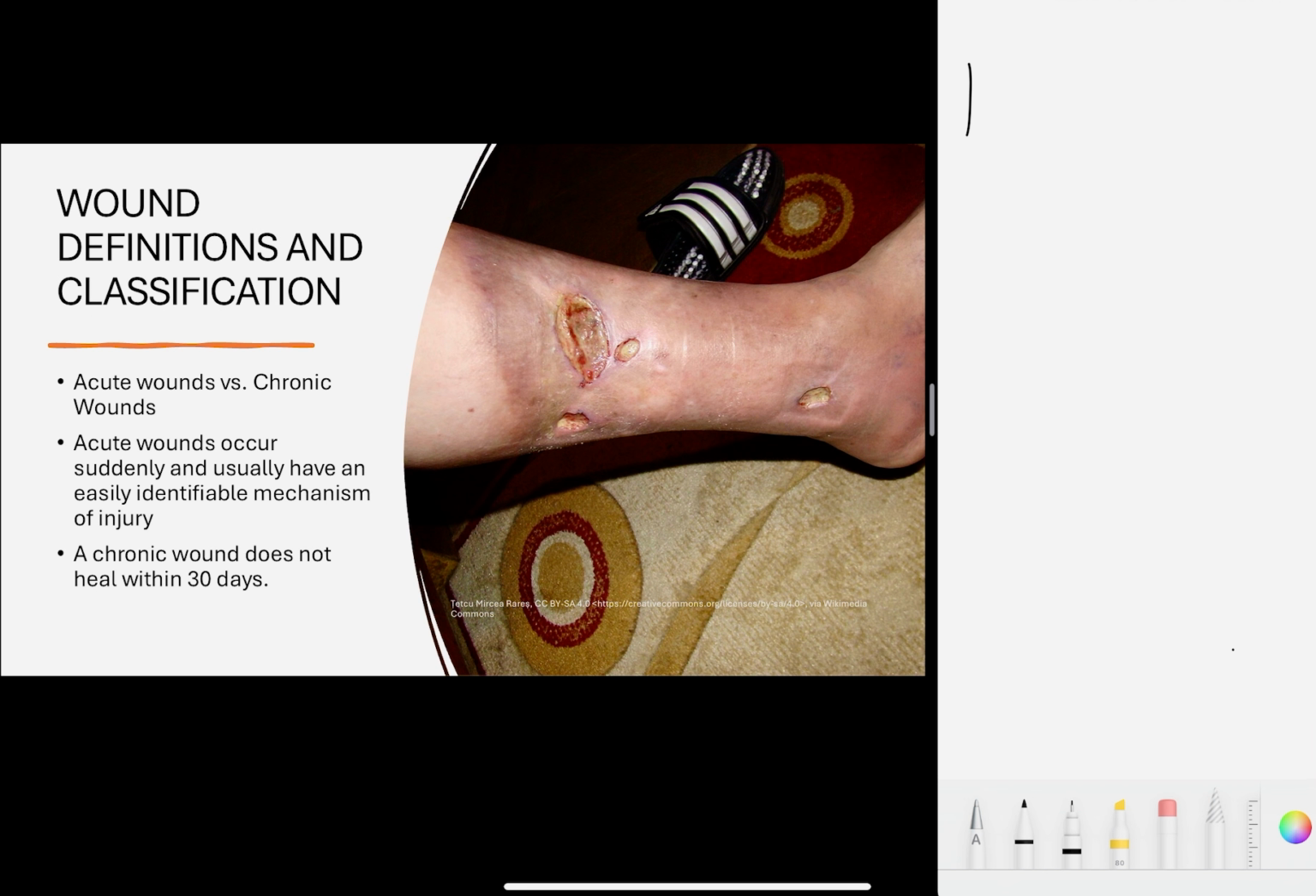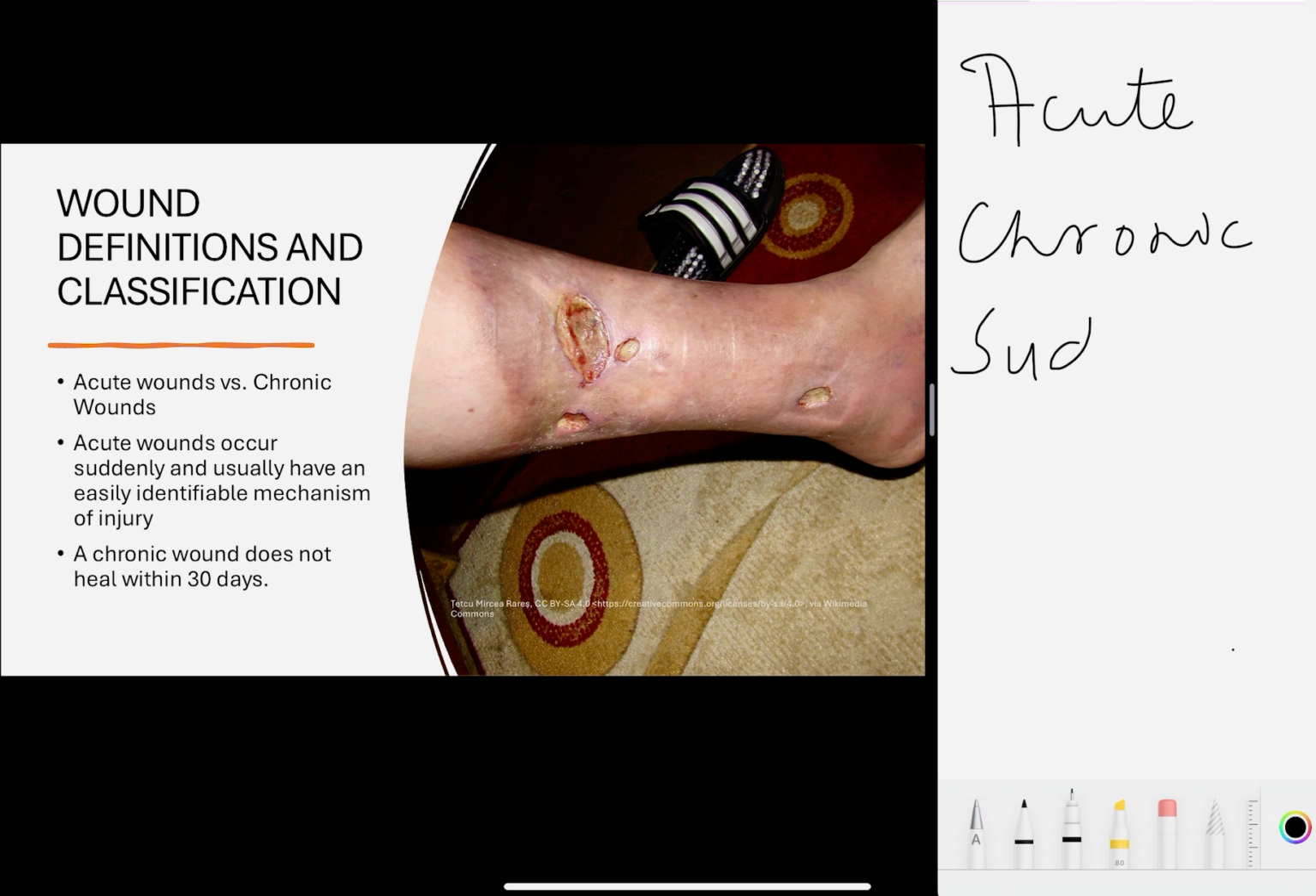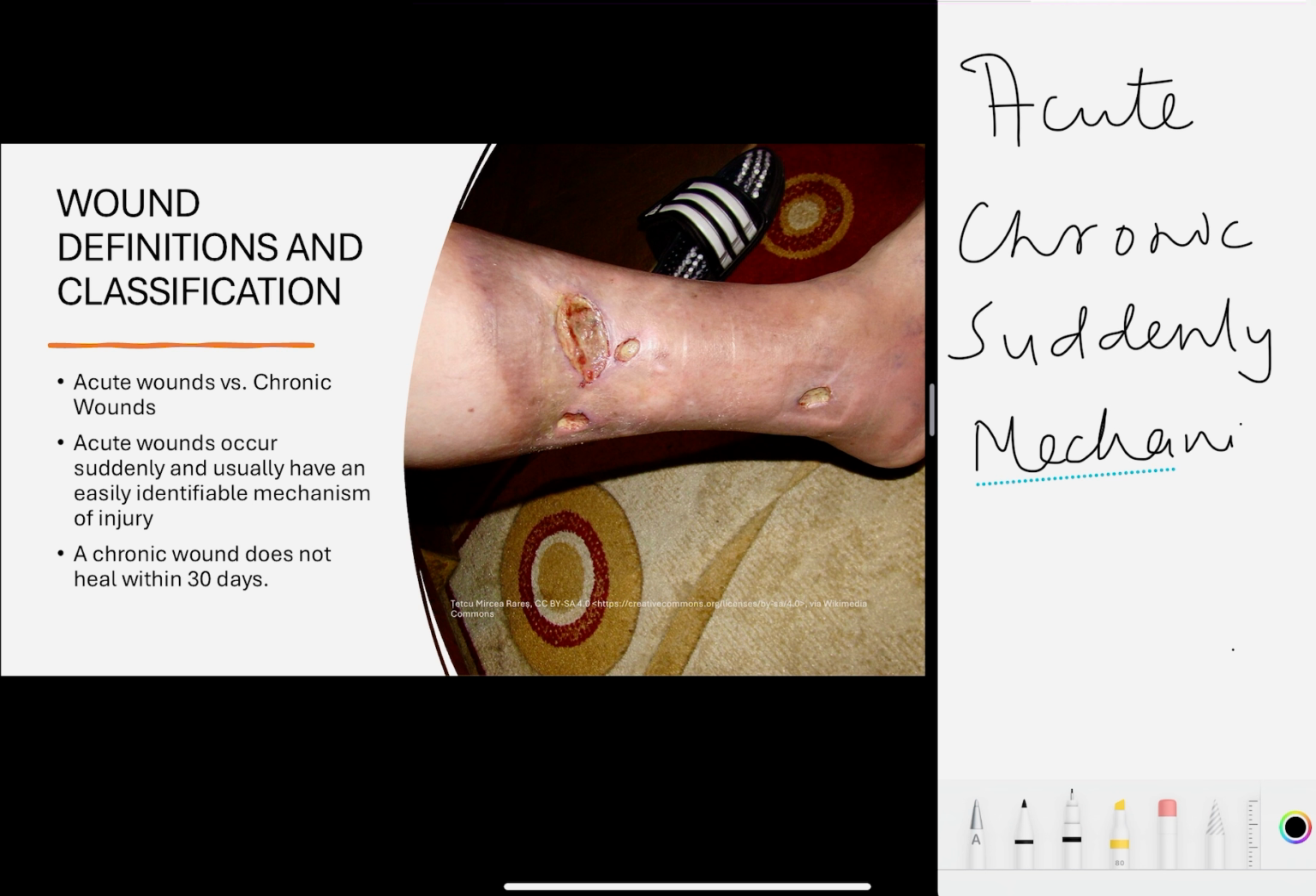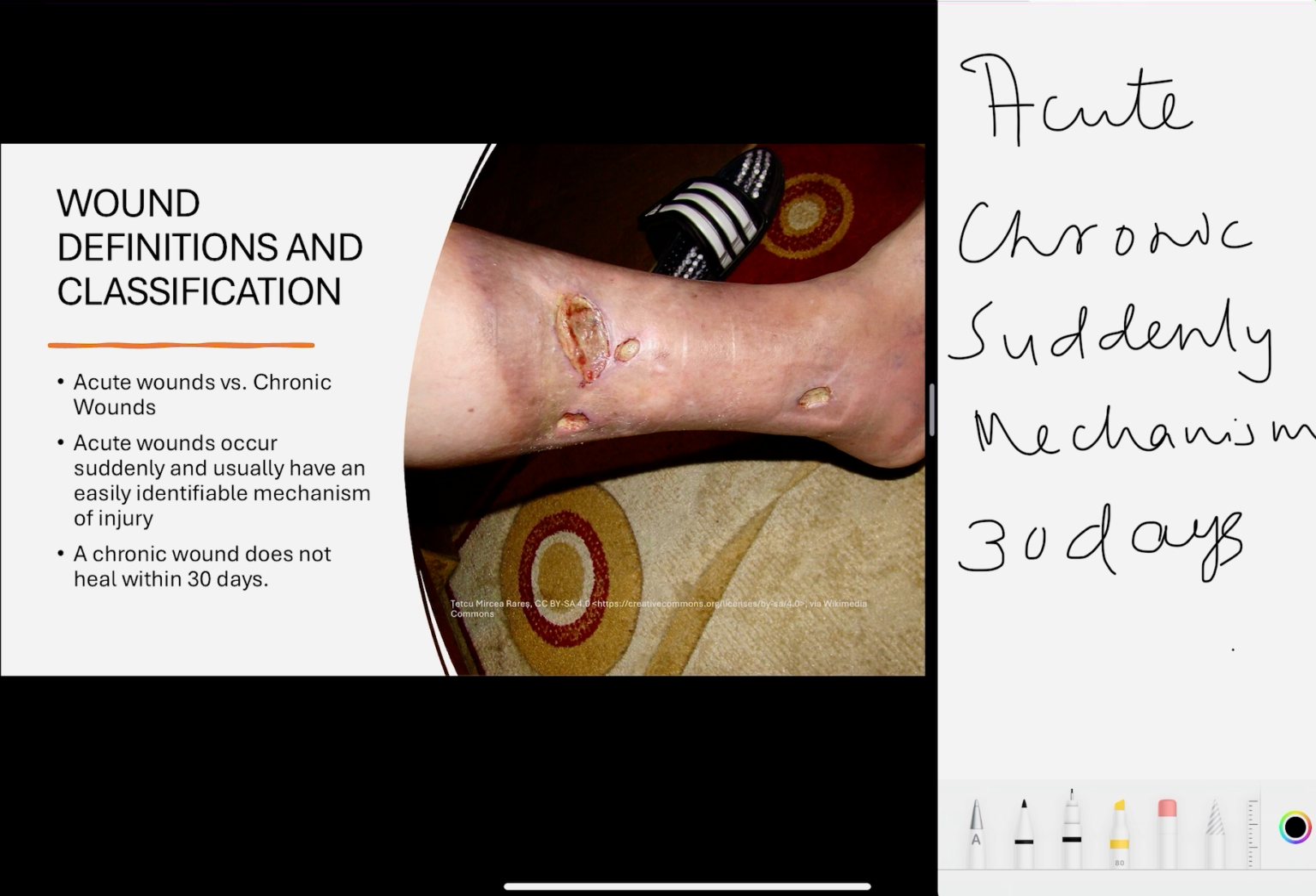Okay, next coming to the wound definitions and classifications. Wounds can be broadly classified as acute versus chronic. So what is an acute wound? Acute wounds occur suddenly and often there is an identifiable mechanism of injury, whereas a chronic wound does not heal within 30 days. So what you see in this picture is a chronic wound, and this chronic wound has not healed for many days.